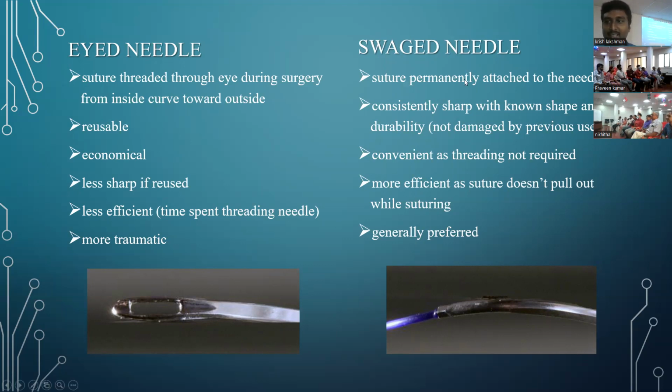In a swaged needle, the suture is permanently attached to the needle, and it is consistently sharp as it is used only once. It is convenient as there is no threading required, and it is more efficient. And because of this, the swaged needle is generally preferred now.